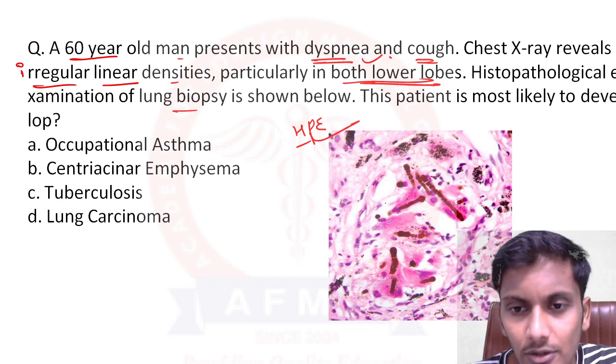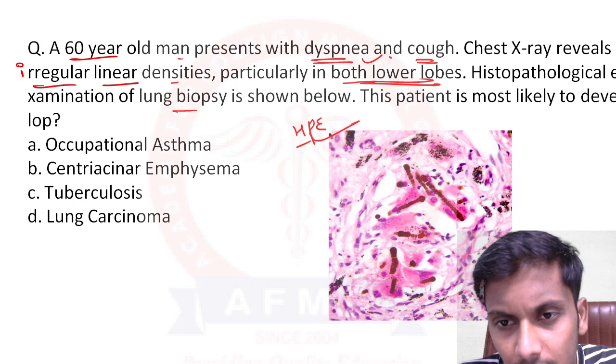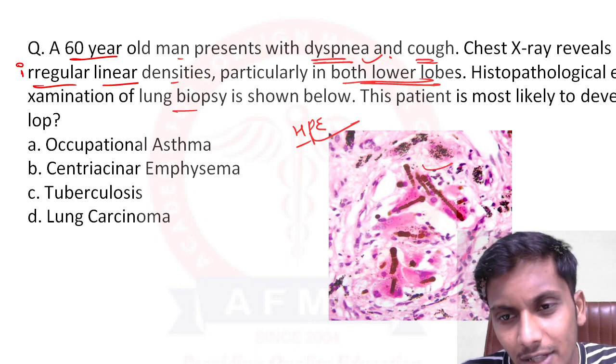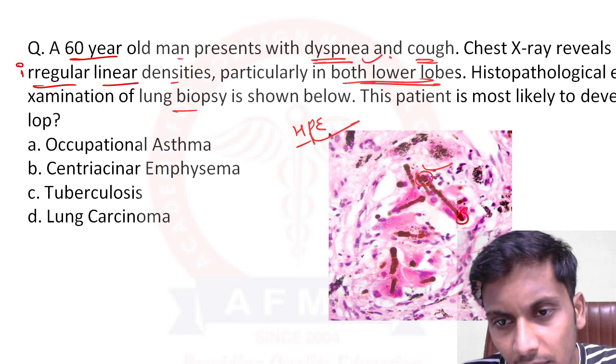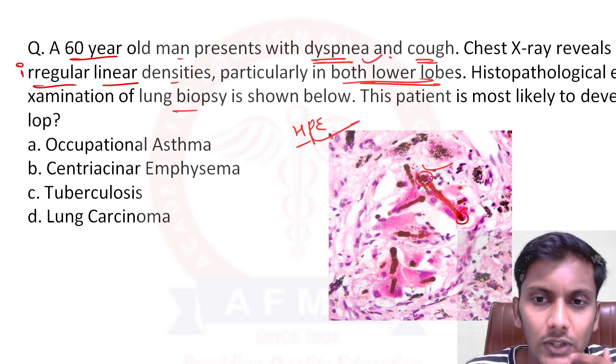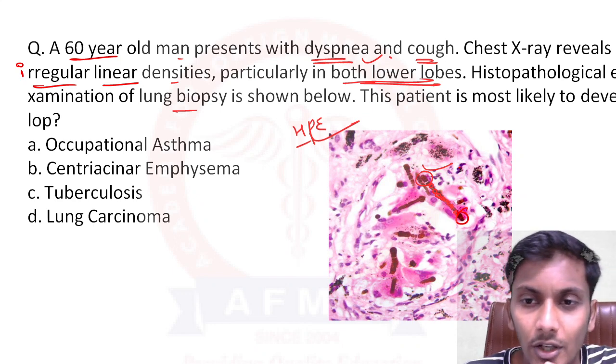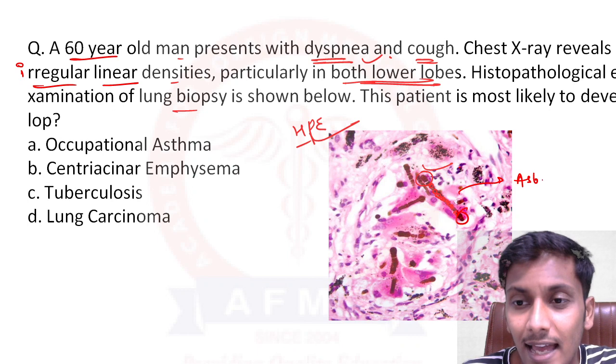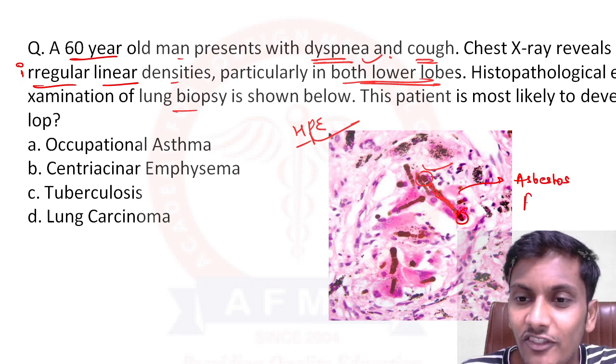What is the histopathological examination showing over here? The histopathological examination is showing some bodies again. And what are these bodies? Dumbbell shaped beaded bodies. And what are these? Brown in color, so that is iron is present in these type of bodies. So these are your characteristic asbestos or ferruginous bodies.